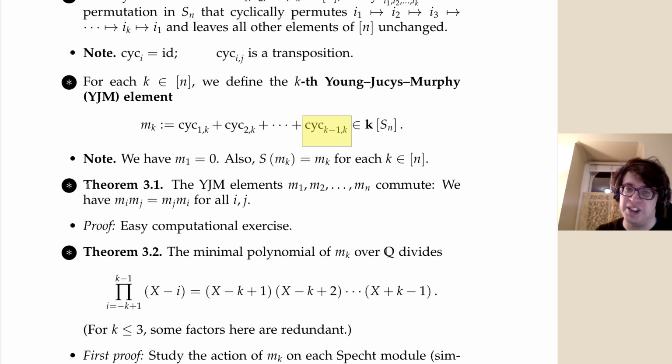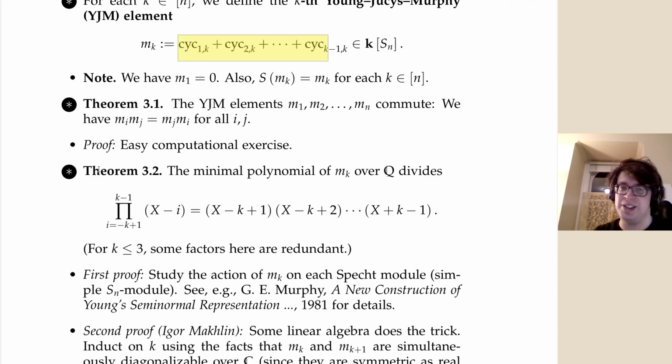And the first interesting theorem is that they all commute. m_i m_j is always m_j m_i. This is pretty easy to see. It's just multiplying transpositions. But a much less obvious fact is that each m_k has a minimal polynomial that factors into linear factors. It looks like this. It's basically the product of (x minus i), where i goes from minus k plus 1 to k minus 1.